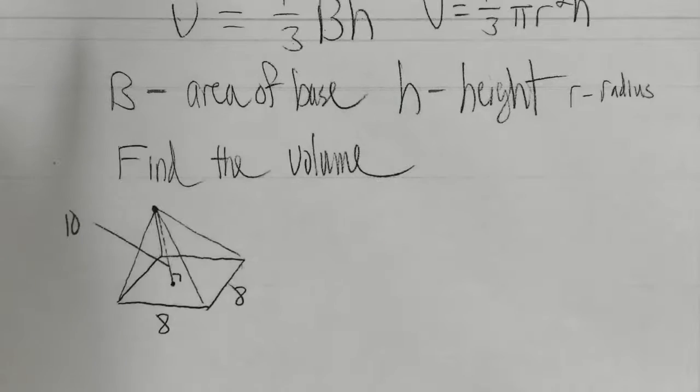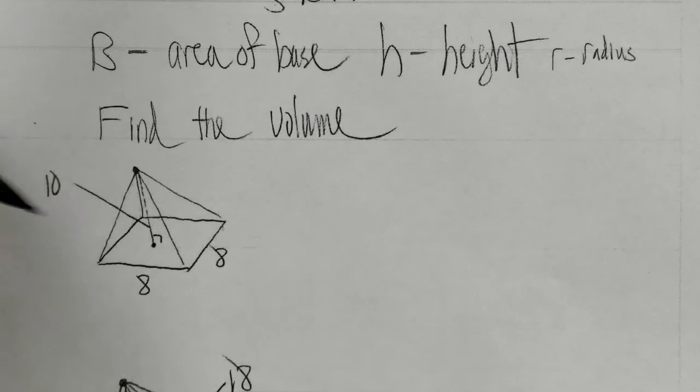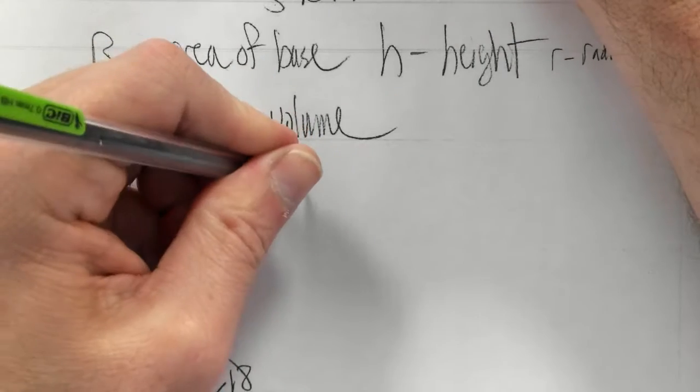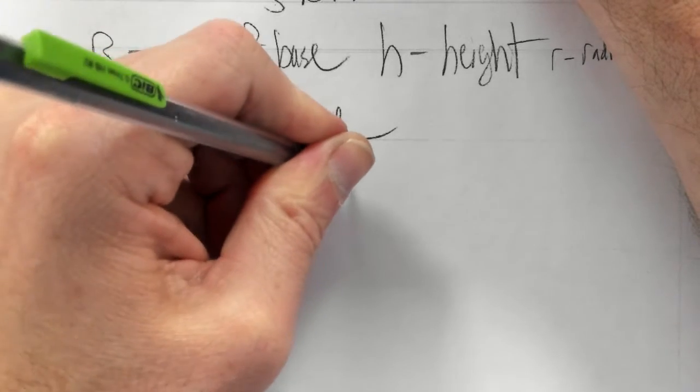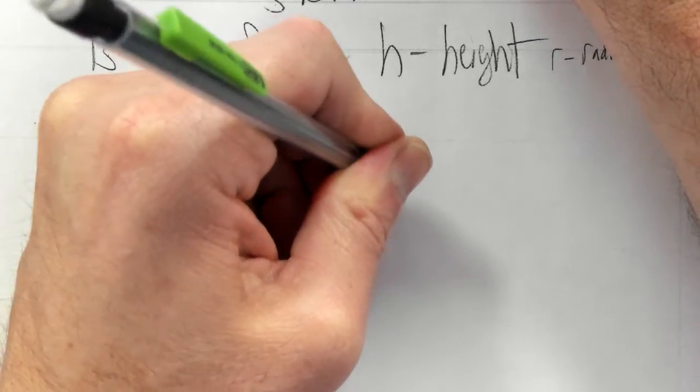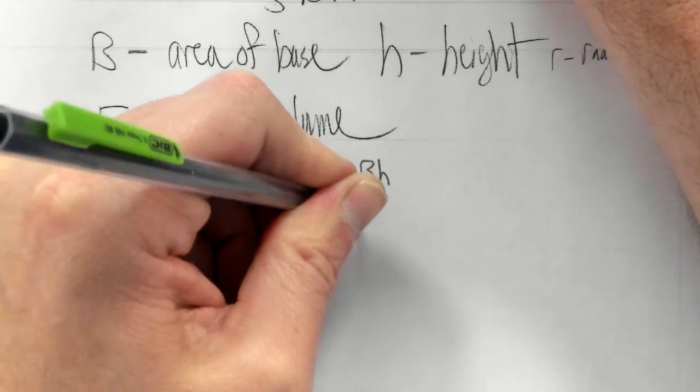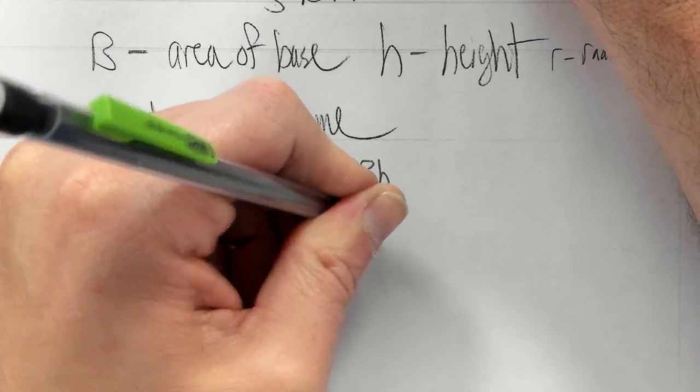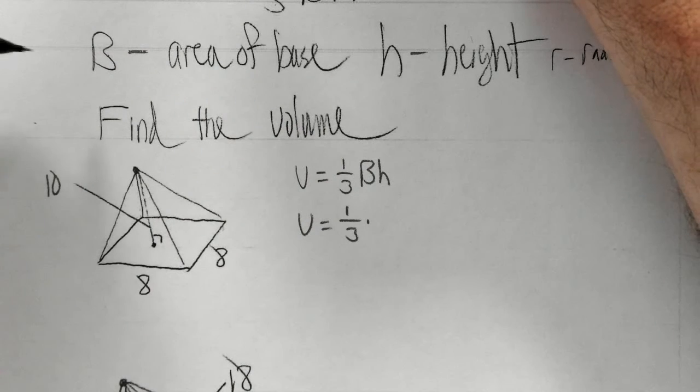All right. And the first one that we come to is a pyramid. We're asked to find the volume of it. So start by writing the formula as we typically would. 1/3 BH. So now we can go through and begin to fill out the formula. Remember, B stands for area of the base.